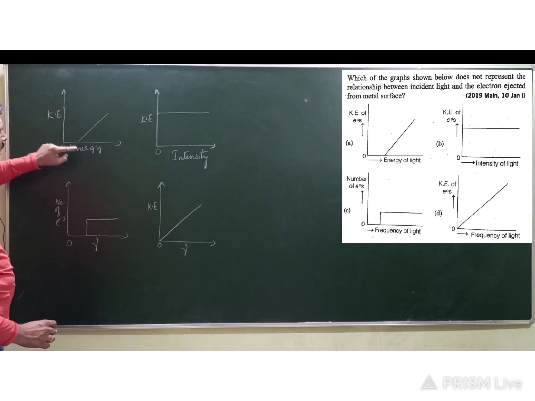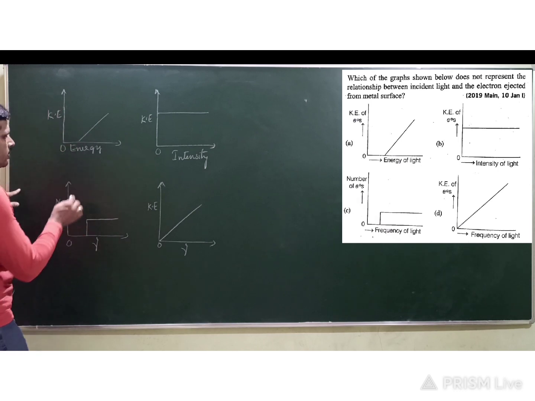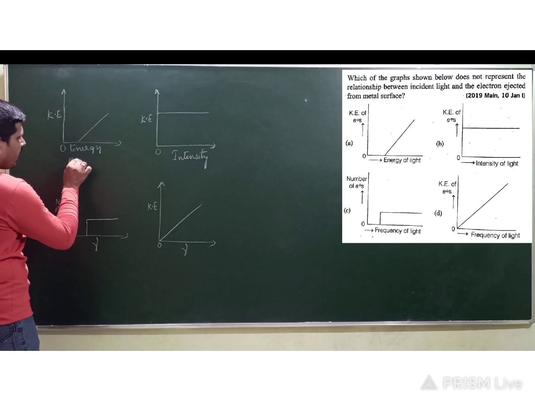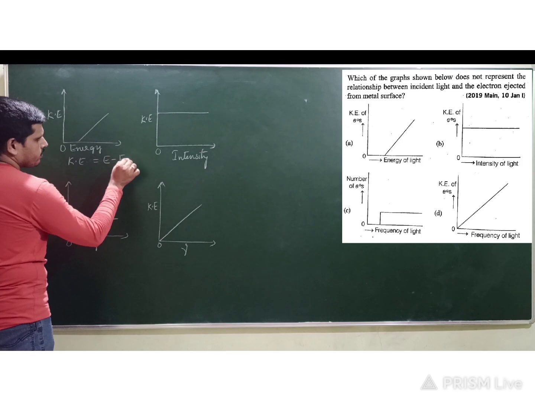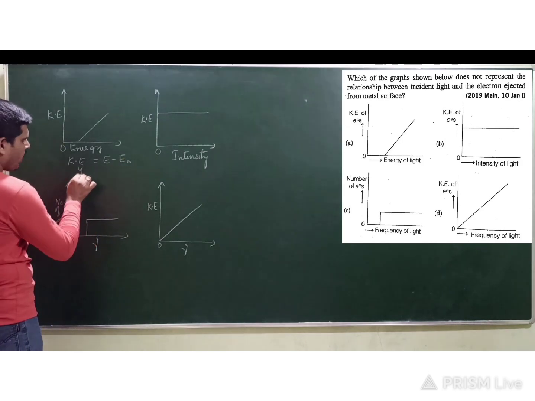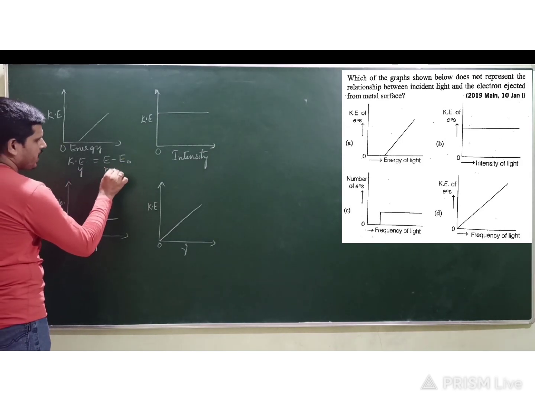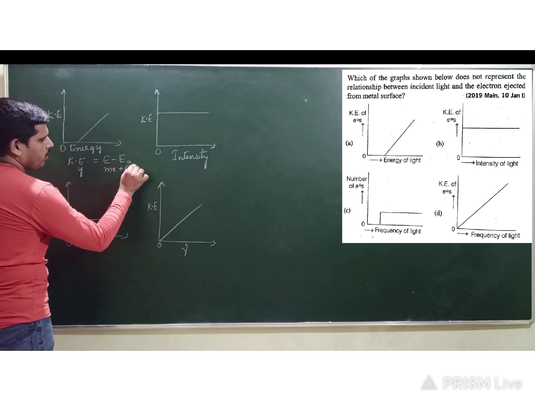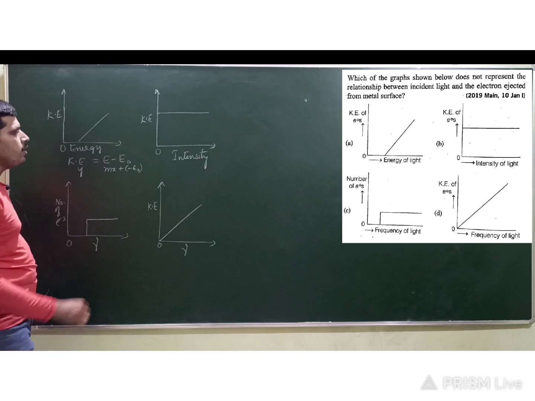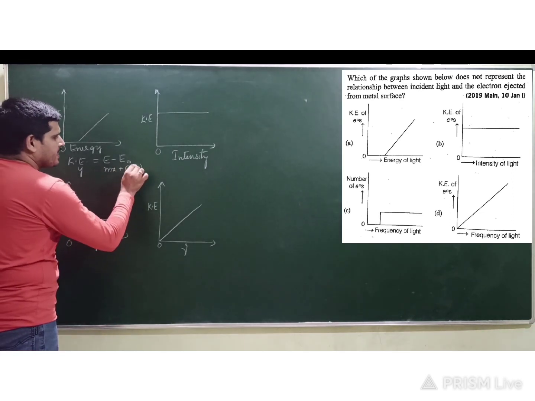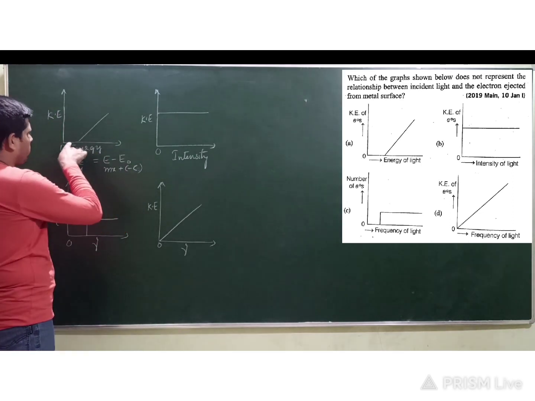So what you have to write? Kinetic energy and energy expression. What is that? Einstein formula, kinetic energy is equal to what? E minus E naught. Am I right? So it is y equals mx plus c form. Do you agree? mx plus c form. It is there. Now I'll write this as c here. So it's minus c, which is nothing but E naught. Am I right?